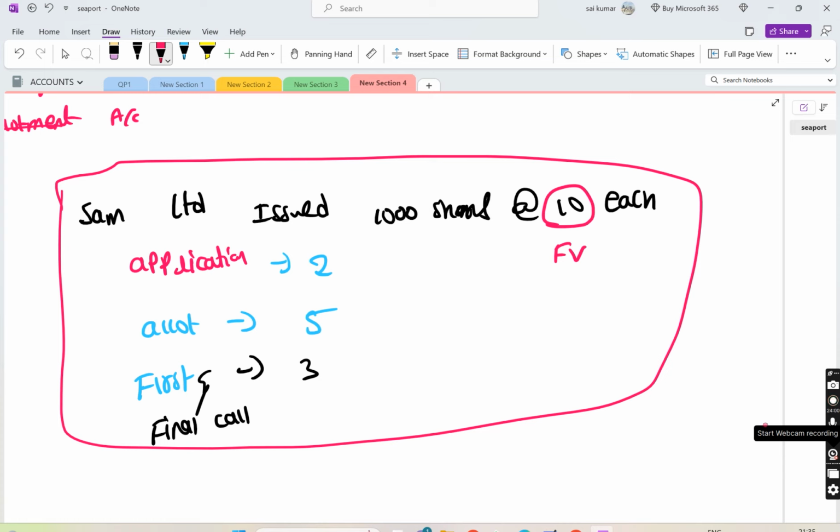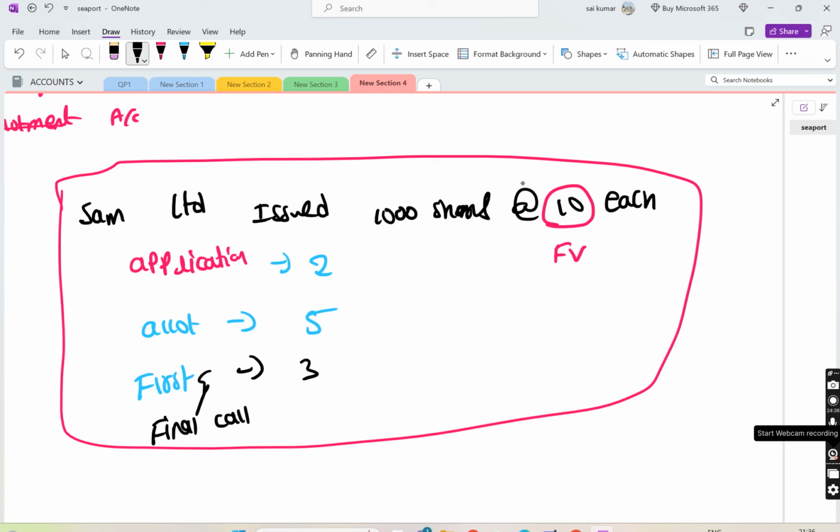Sir, bank account debit to share application account 2000 rupees. Okay. Then sir, share application account debit to share capital account 2000 rupees. Next, sir, then share allotment account to share capital account 5000 rupees. And then bank account to share allotment account 5000 rupees. Okay. Then share first call to share capital account 3000 rupees. And then bank account to share first call 3000 rupees.